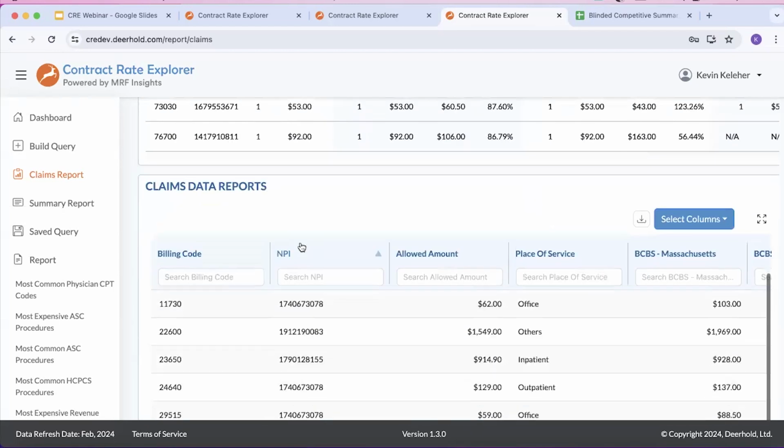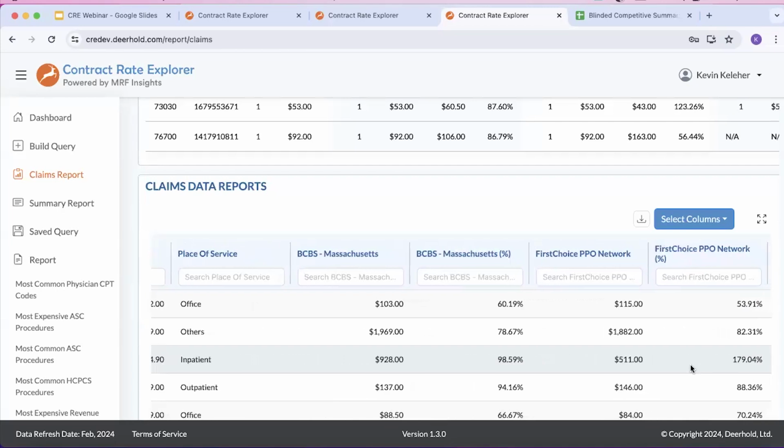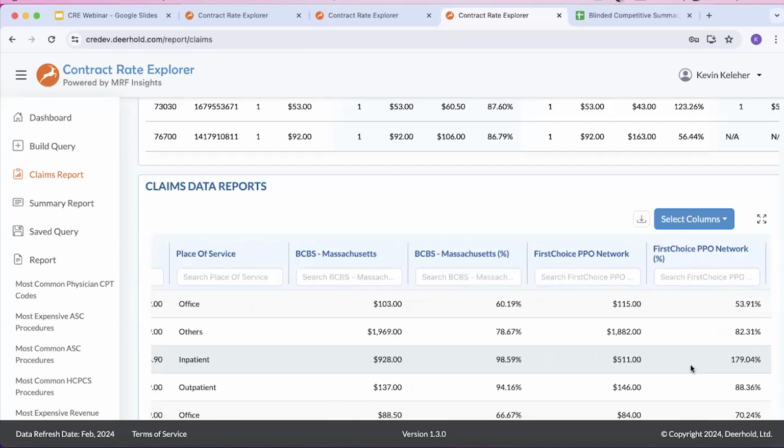And then lastly, I get the claim file back itself. So I would see whatever fields I had uploaded, as well as what the repriced rates would have been from those given networks. And then, of course, this information can be exported for further analysis.